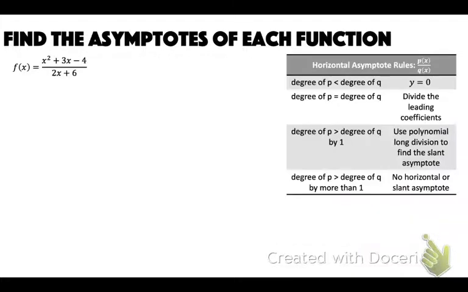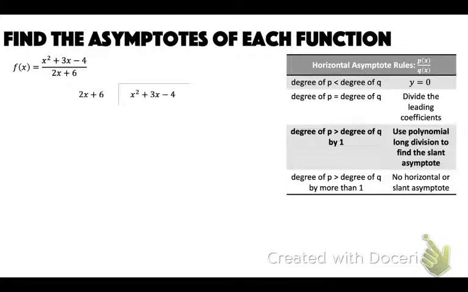Okay, let's do another one. So this one, we want to figure out first our horizontal asymptote. So this one, the degree on top is 2, the degree on bottom is 1. So the degree on top is 1 greater than the degree on bottom. So we have to use long division.